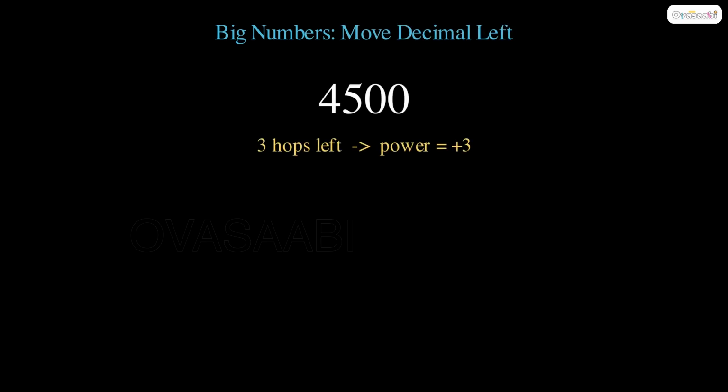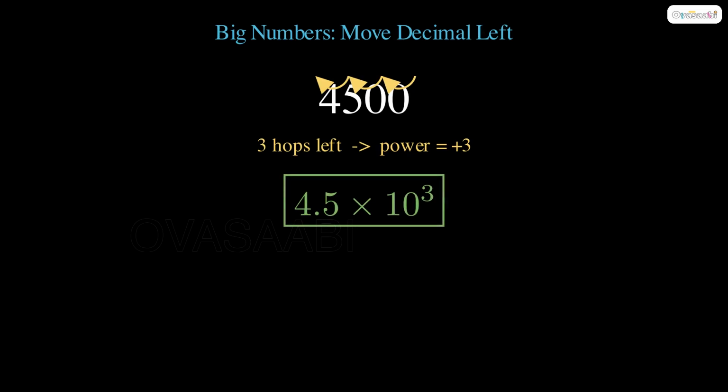For big numbers, move the decimal point left until one digit remains before it. Count the hops, that becomes your positive power. So 4500 becomes 4.5 times 10 to the 3.